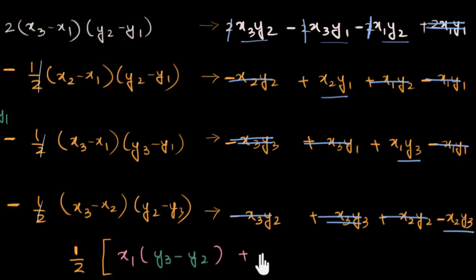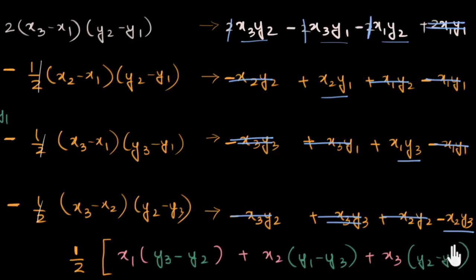Now what is the next one? I'll take x2 common out over here. And then if I take x2 common, I'll get x2 times (y1 minus y3). So y1 minus y3. Plus, I'll take x3 common now, and I will get (y2 minus y1). y2 minus y1. And there we have it.